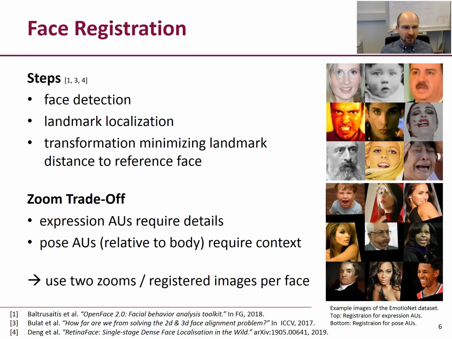There's a trade-off regarding the zoom we want to use for the registration. On the one hand, the expression action units require details, and on the other hand, the pose action units require context because they are not defined relative to the camera, but relative to the body. So we have to see the body of the person. That's why we use 2 zooms. So 2 registered images per face are created. In the upper part of the image, you see several examples for the expression registration, and in the lower part, you see several examples for the pose registration.